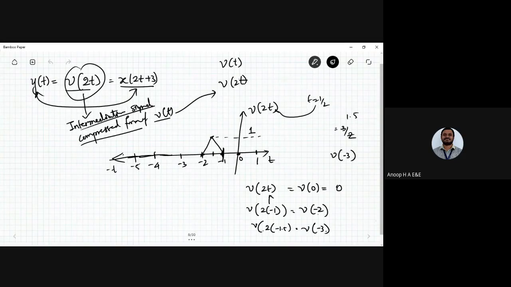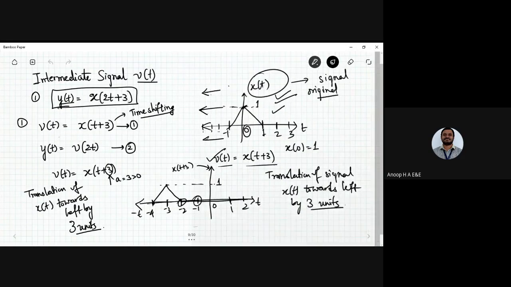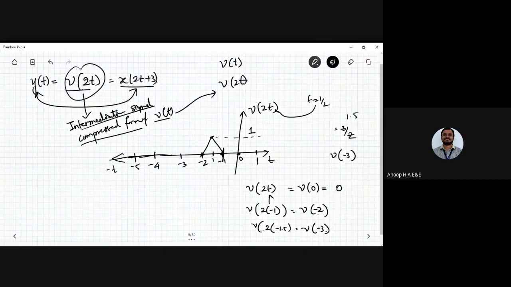So v of minus 3. What is the value here? At minus 3, you are having a magnitude of 1. So this is 1.5 with a negative sign. Next, v of 2 into, again I'll take minus 2. So t is equal to minus 1 here, minus 1.5, and here minus 2. So that is v of minus 4, that is equal to 0 here. Hope you are getting what I'm telling right now.